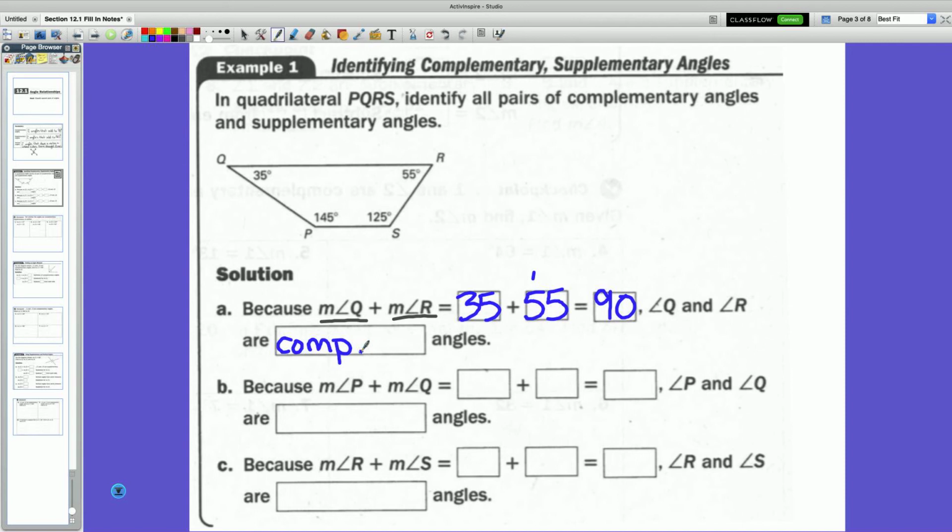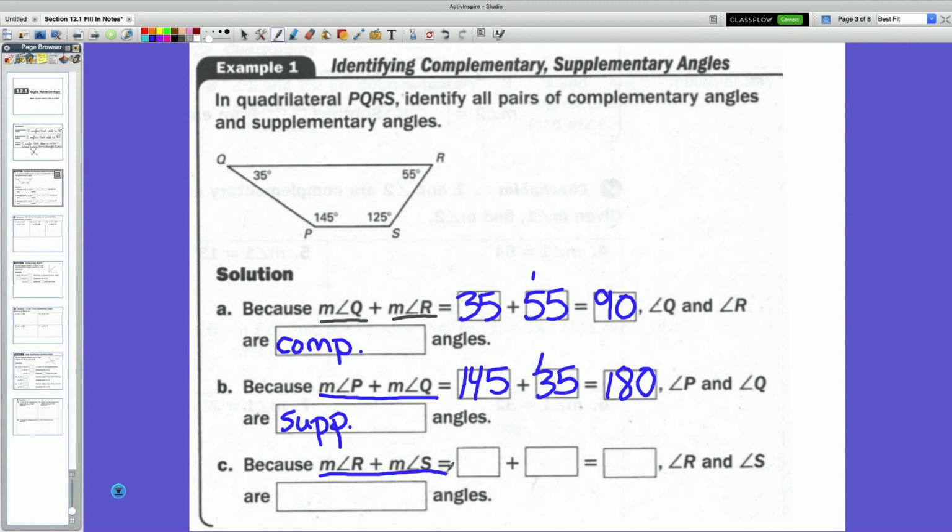Then we're going to look at P and Q. The measure of angle P is 145. The measure of angle Q is 35. If we add those up, we get 180, because 5 plus 5 would be 10, 3 and 4 is 7, plus 1 is 8, and then the 1. Since angle P and angle Q add up to 180, we say that they are supplementary, or sup. Like sup, man.